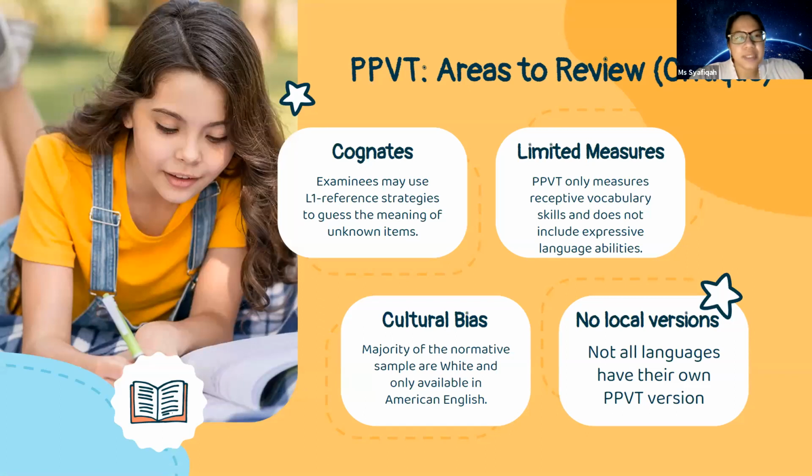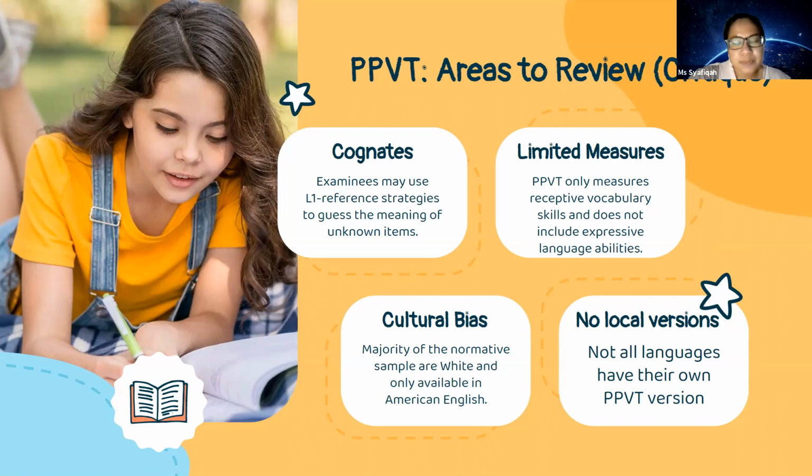Of course, with any assessment tool, it's not perfect, and there are several areas that can be reviewed. The four main areas that I will talk about are cognates, limited measures of the PPVT, cultural bias present in the PPVT, and the lack of local versions. So what are cognates? Cognates is when examinees can speak two languages, so they have a first language and a second language. They can use reference words from the first language to guess the meaning of unknown items in the second language, which is English.